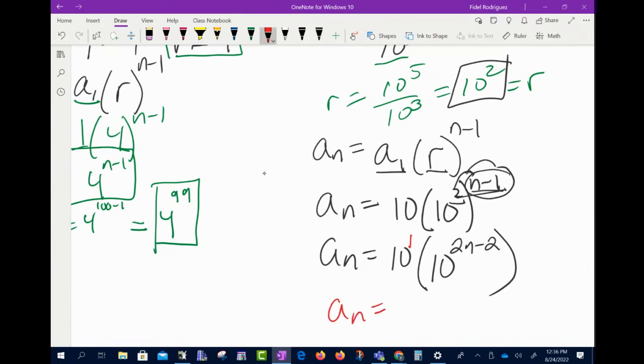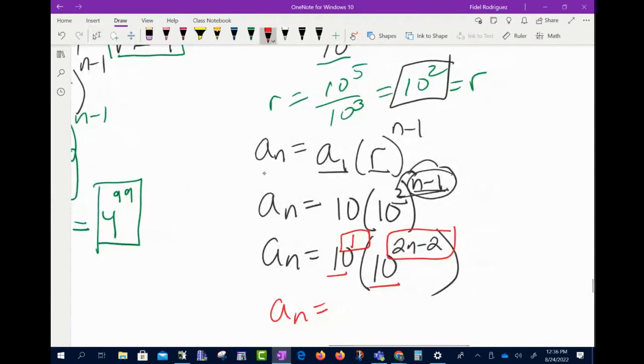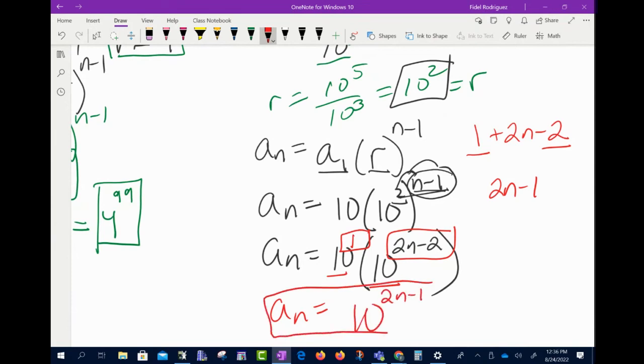I got one more thing to simplify here. When we have two numbers with the same base and we're multiplying them, what we do with our exponents, y'all, is we take those two exponents and we add them together. What I mean by that is I'm going to take one plus 2n minus two. I can combine that one and that minus two to leave me with a 2n minus one. So my final answer is going to be 10 to the power 2n minus one.